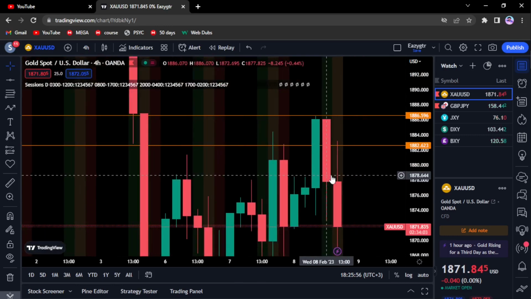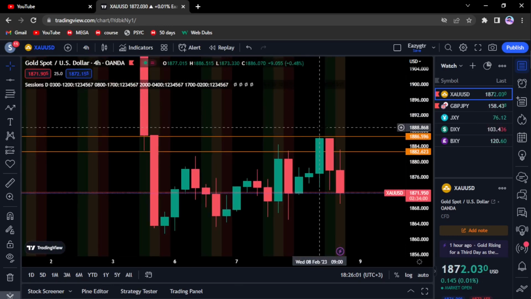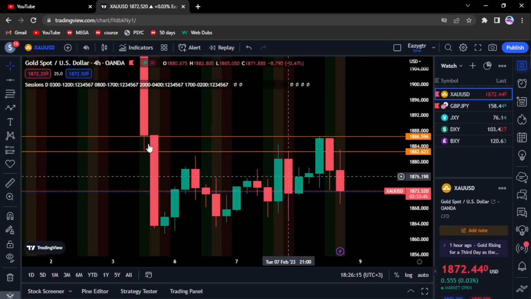So always use your 4 hours to map out market sentiment, then look for trades on the lower time frames: on the 30-minute and the hourly for strong confirmations. 15 minutes are weaker confirmations but could work in the long term.